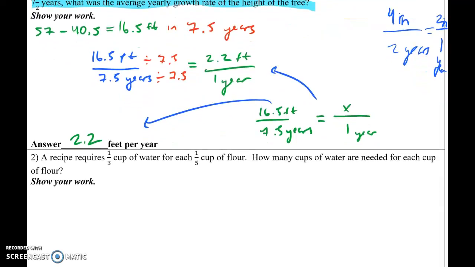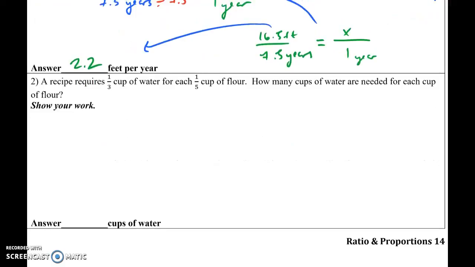All right, moving on to question 2. A recipe requires 1/3 cup of water for each 1/5 cup of flour. How many cups of water are needed for each cup of flour? All right, highlight key information. So 1/3 cup of water for each 1/5 cup of flour. How many cups of water are needed for each cup of flour?